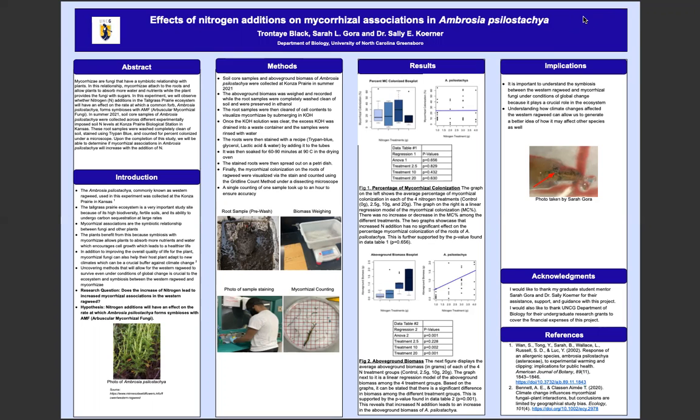Uncovering methods that would allow the Western ragweed to survive even under conditions of global change, such as increased nitrogen, is crucial to the symbiosis between the Western ragweed and mycorrhizae and the overall ecosystem. From this background information, I hypothesized that nitrogen additions will have an effect on the rate at which the Western ragweed forms symbiosis with Arbuscular Mycorrhizal Fungi, also known as AMF. This photograph right here is just a photograph of the Western ragweed.